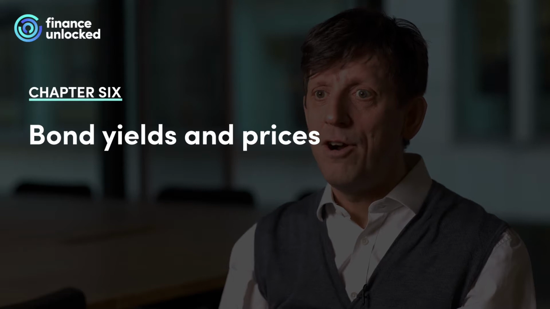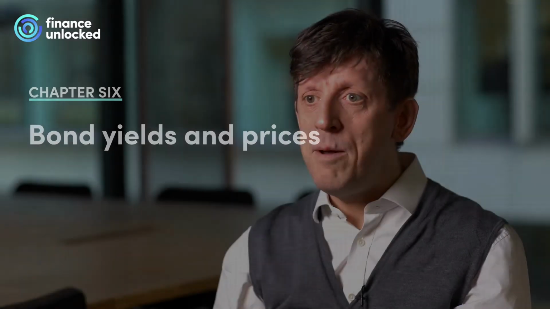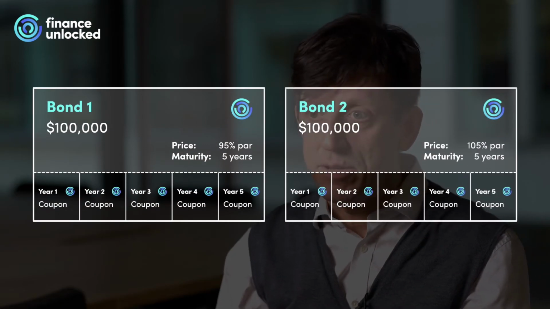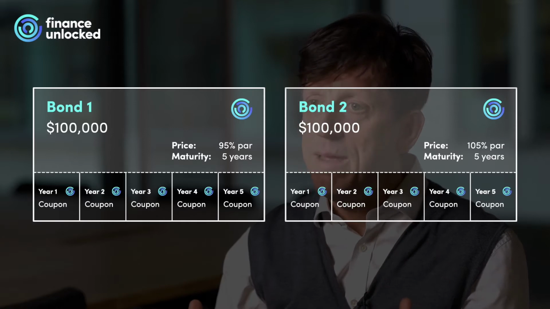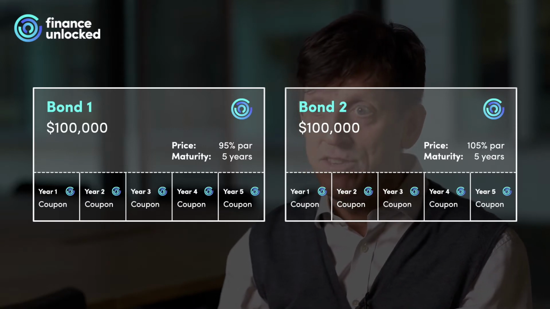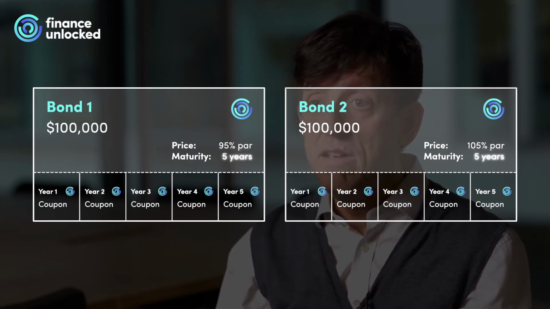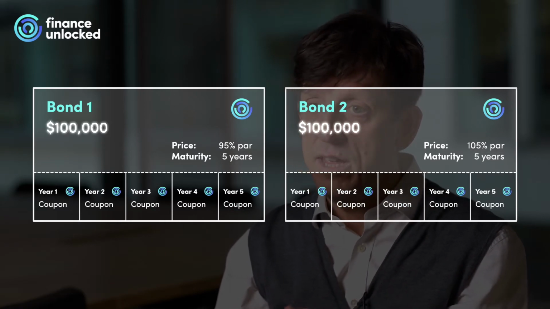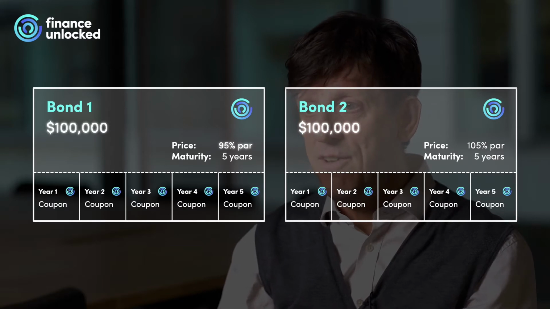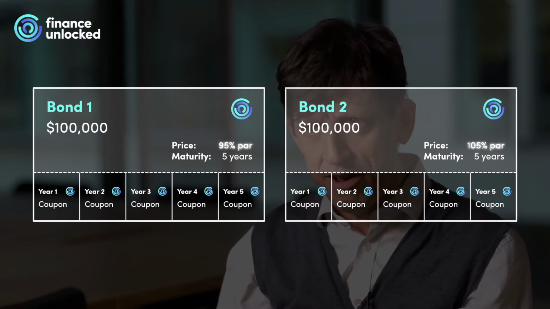Bond yields and prices. Bond yields allow investors to compare bonds with different cash flows. Imagine choosing between two bonds as an investment. Both are issued by the same borrower with the same legal provisions. Both involve investing for the same time, let's say 5 years. Both redeem at 100 at maturity. Bond 1 is priced at 95, Bond 2 is priced at 105.